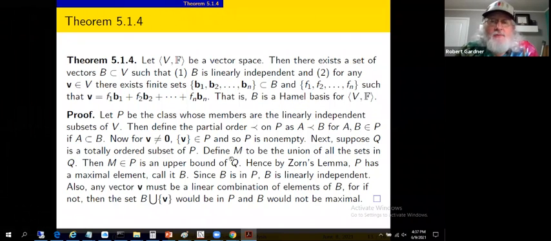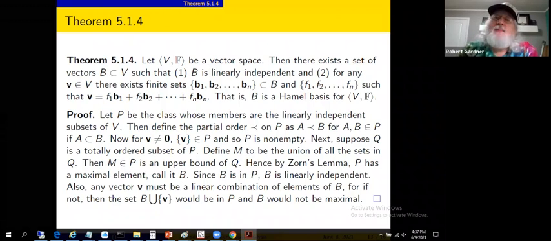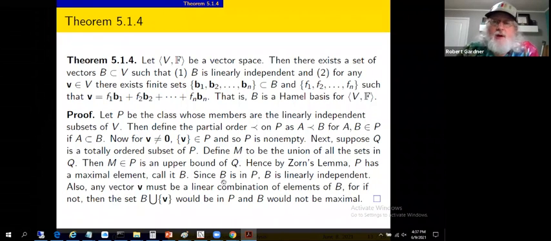So we have the upper bound, M, the union of all of the sets in a totally ordered subset Q. This is an arbitrary totally ordered subset. It has a maximal element, an upper bound, I should say. So by Zorn's lemma, the whole collection P itself has a maximal element. Call that maximal element B, because it's going to be the basis, the Hamel basis. B is in P. That's part of the story. Zorn's lemma gives you an element of P that's maximal.